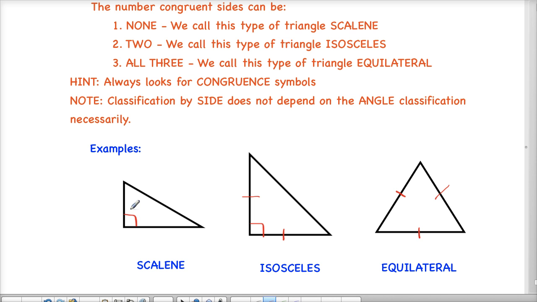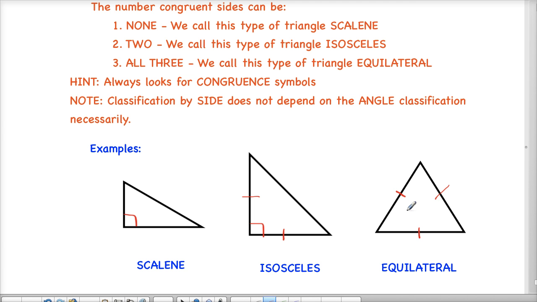So in this case, this is what we would call a scalene triangle because all three of these sides are of different lengths. So none of the sides are congruent. And I can also notice that there's no congruent symbols here. Over here, this is an isosceles triangle because I see two of the three sides are marked as being congruent, right? So this side here and this side here.